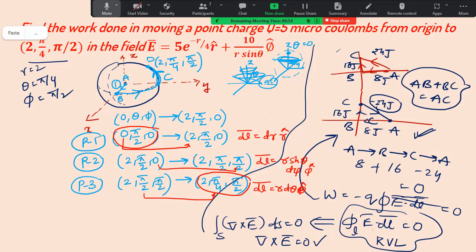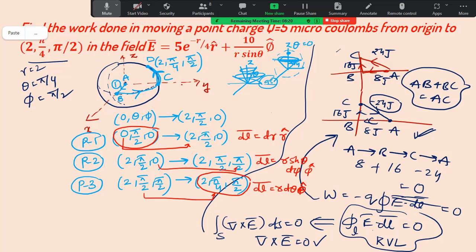So what is the necessity of taking these three paths? In each path, if you observe, only one variable is changing, either R or theta or phi. That is the advantage. If two variables are changing, as you have seen in the previous problem when we took the path along the straight line, two variables are involved in dl bar. That will be difficult to solve. So if you select the path in such a way that only one variable is changing, then it is easy to calculate things.